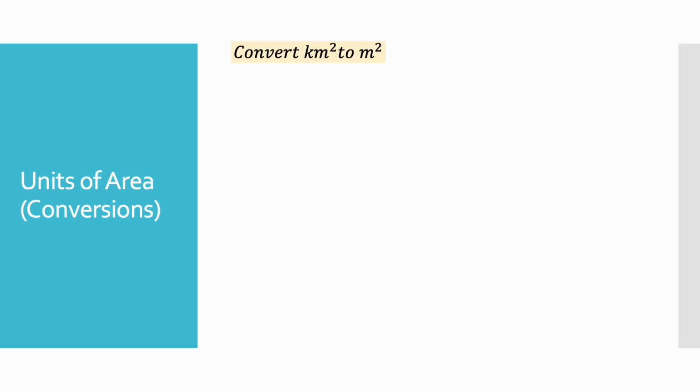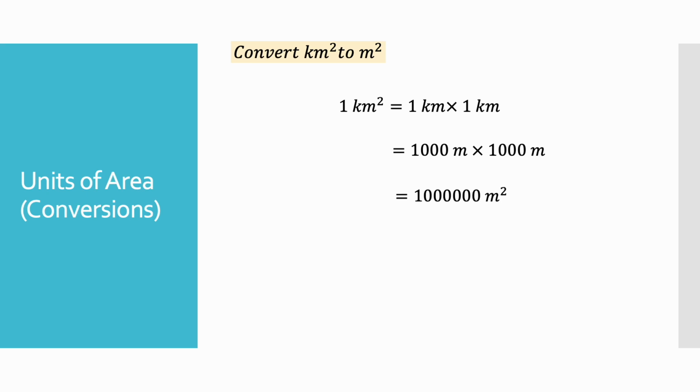Now let's convert kilometer square to meter square. 1 kilometer equals 1000 meters. So I can just write 1 kilometer square is 1 kilometer multiplied by 1 kilometer. 1 kilometer is 1000 meters. So 1000 meter multiplied by 1000 meter. So this is 10 raised to 6, 10 lakhs meter square.